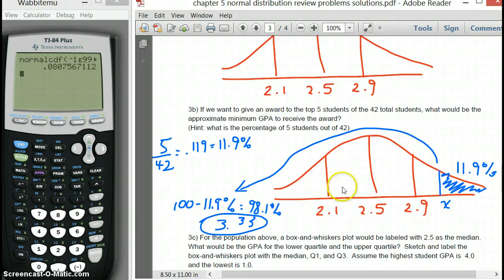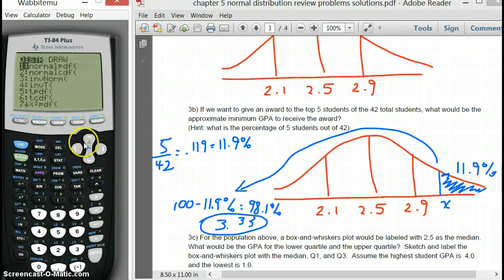Okay, so I actually made a mistake here in the solution. Now the calculator, when it uses the inverse normal function, which you get by pressing number 3 here, is asking for an area, and then it asks for the mean and the standard deviation. Now, you're going to give it the area. Are you going to give it 11.9%? Well, the tricky thing is, it only asks for the area. It doesn't ask you where the area is.